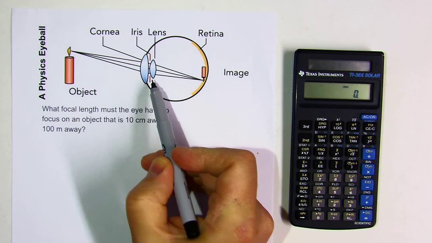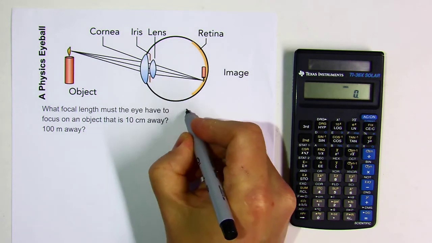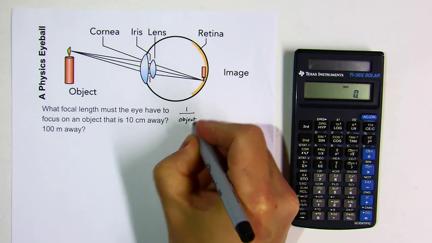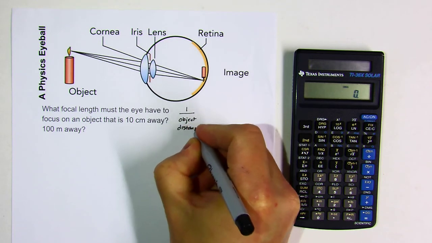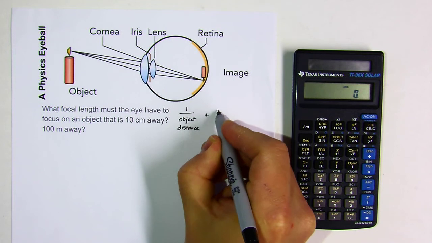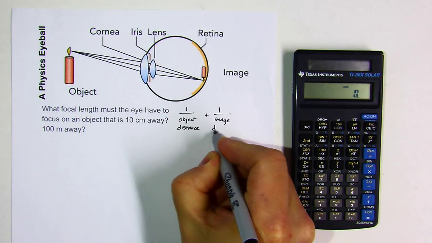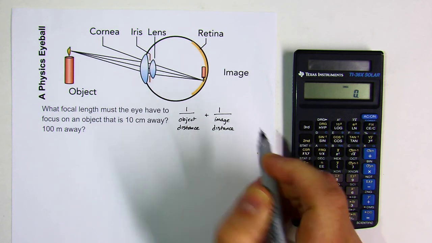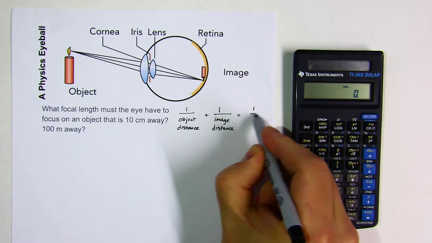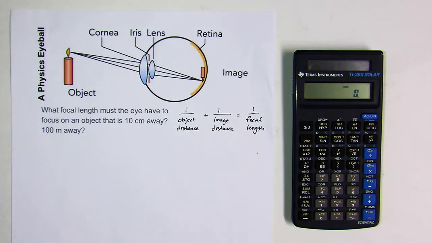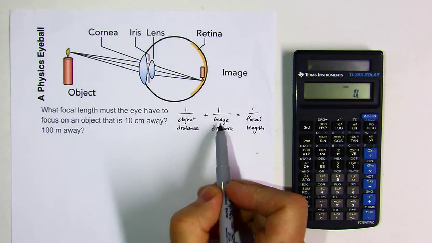And we can solve this problem using the thin lens equation, which says that 1 over the object distance plus 1 over the image distance equals 1 over the focal length. Okay, so we're going to solve for the focal length. But in order to do this, we need to know what the image distance is.